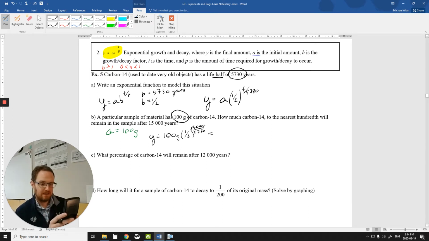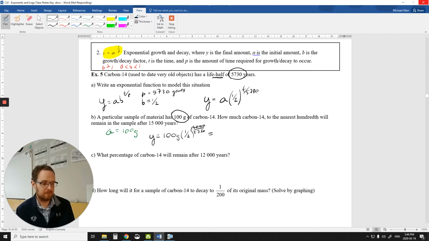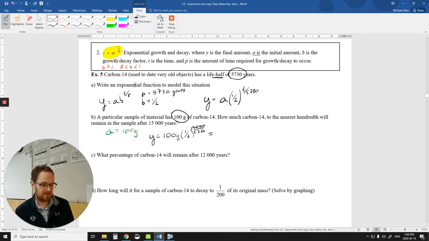So I'm going to do the exponent part first, and then I'm going to times it by 100. I'm going to raise this to the power of 15,000 divided by 5,730, and then I'm going to times it by 100. Once we do that, we end up getting about 16, and I want it to the nearest hundredth. So that's 2 decimal places. Nearest tenth is 1.